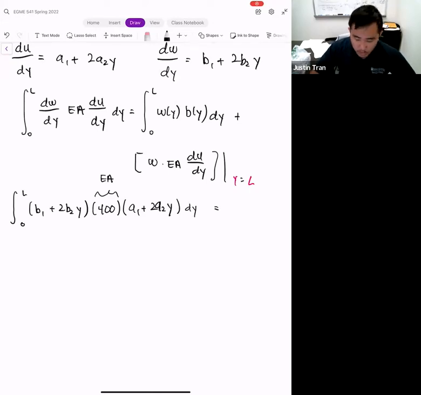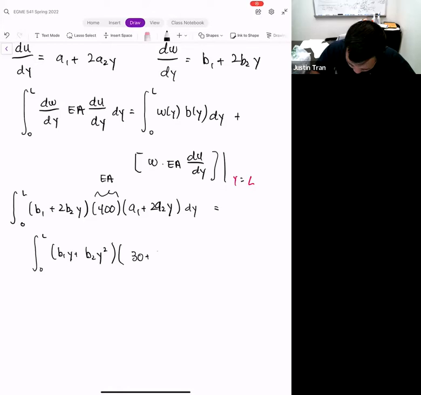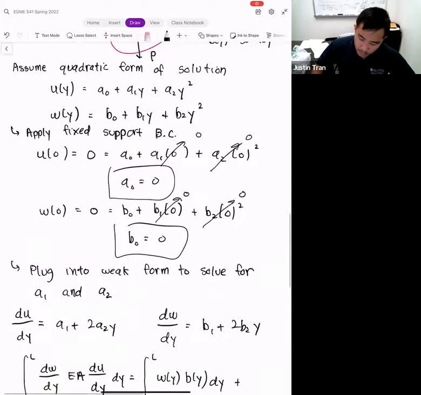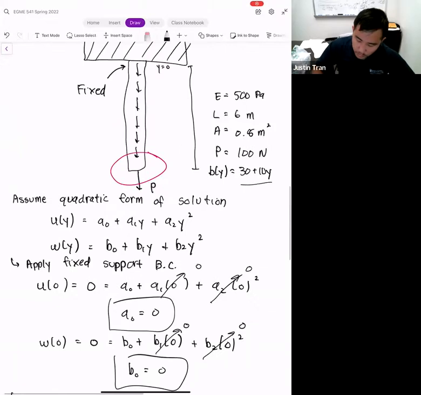This is equal to w of y times b of y. Integral of that, so we have the integral 0 to L. w of y is b1y plus b2y squared. Then b of y here is 30 plus 10y, because that was our b function here.